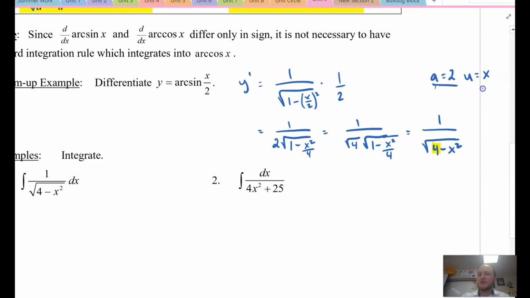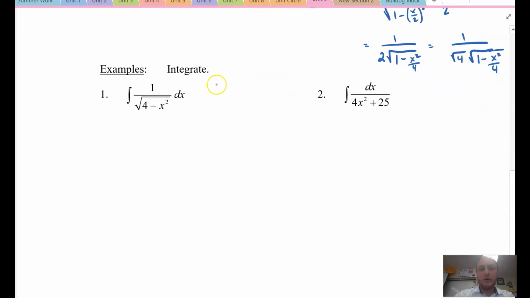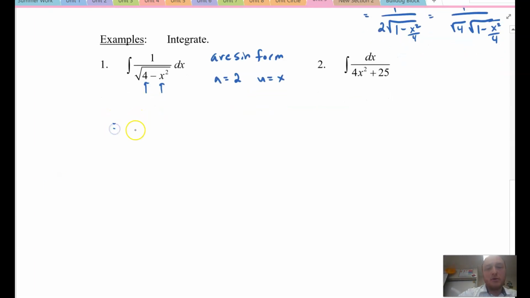So that's the strategy when we're integrating: identifying, first of all, what form? There's a square root, so I know that this is arcsine form. What's my a value? Well, that's the one without the variable. The square root of 4 is 2, so a is 2. What's my u, or my function? In this case, it's simple, it's just x. So therefore, I know that this integral is going to be arcsine of u over a, x over 2, plus c. There it is. Very, very simple, right?